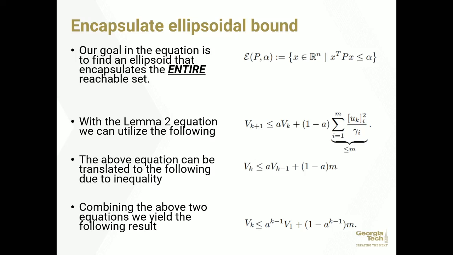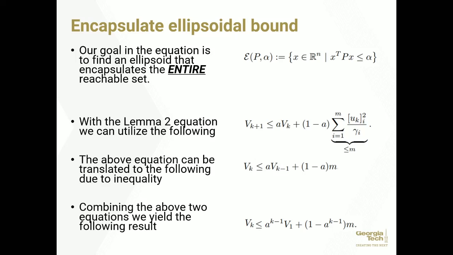The paper goes on to explain what lemma 1 is, but lemma 1 and lemma 2 have the main difference of the constraint of less than or equal to m, which is already shown on the right, of V sub k plus 1 is less than or equal to alpha times V sub k plus the quantity of 1 minus alpha, and the quantity summed over 1 to m of u sub k squared sub i over gamma i.